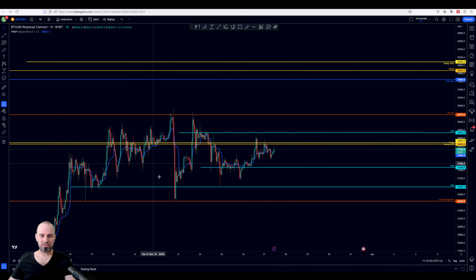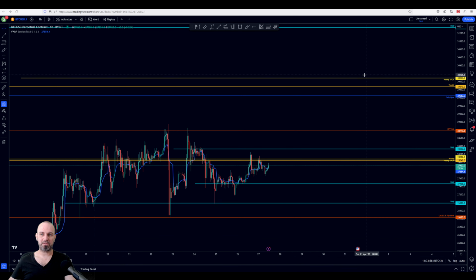So if this local range breaks to the upside, the next important level is somewhere in this area, starting with daily, but most important, the untapped weekly level and weekly naked point of control. So 29,873 and $30,090, and obviously the 30K psychological area. So if this level breaks, this is what I want to trade.